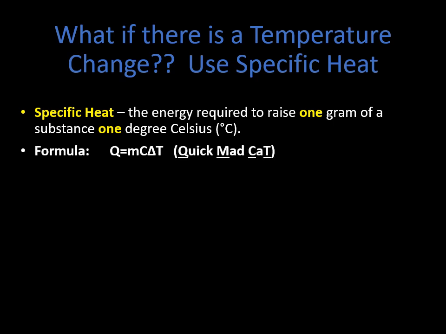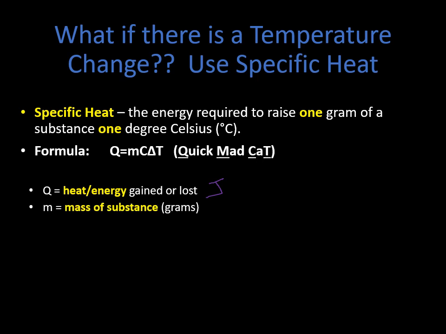And the formula here is similar to what we had before, and it is Q equals MC delta T. Quick mad cat. Q is the heat or energy gained or lost. Again, that's typically going to be in joules. M is the mass of the substance. It's always just going to be in grams. We won't really deal with converting that at this time.